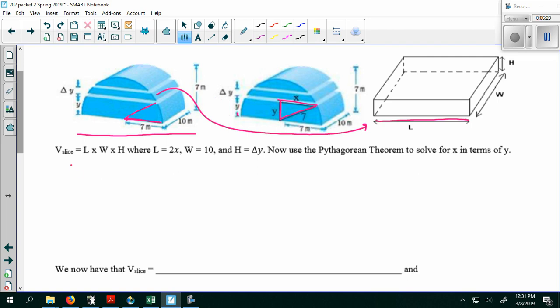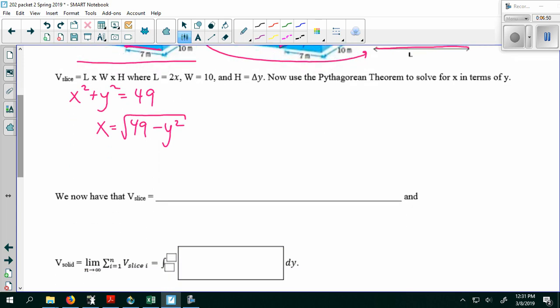Okay, so I've got x squared plus y squared equals 49, 7 squared. I'm supposed to solve for x in terms of y. So x is going to be the square root of 49 minus y squared. And then we're going to calculate the volume of the slice. So length times width times height.